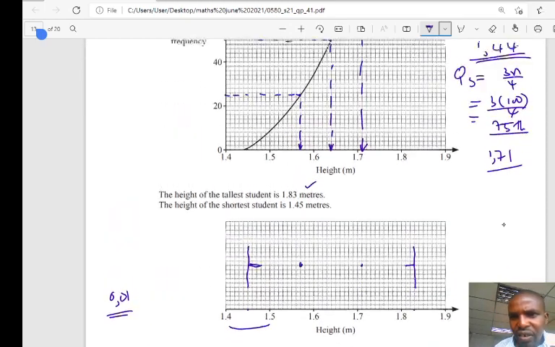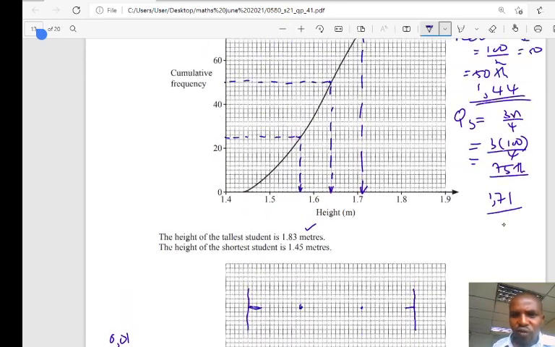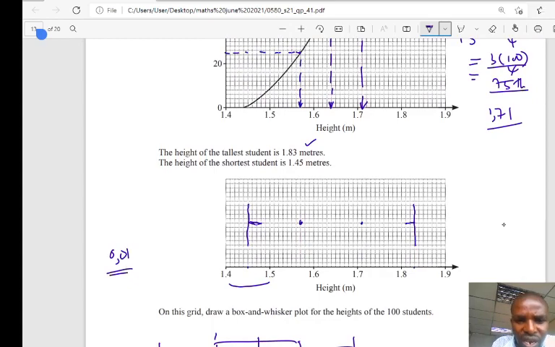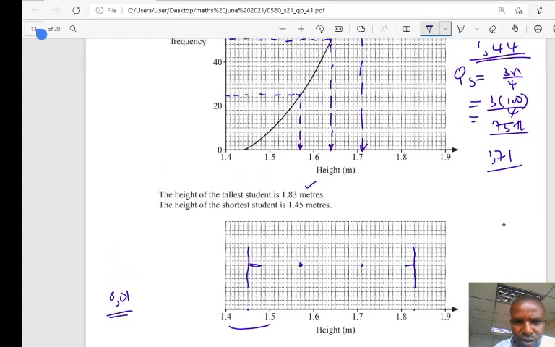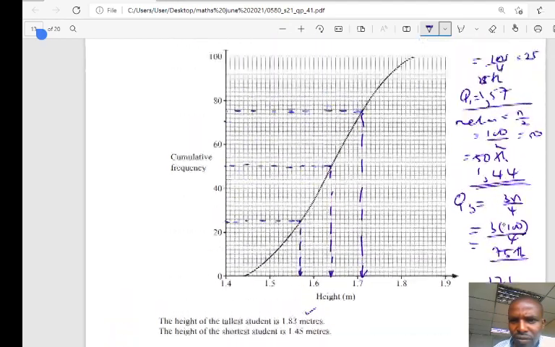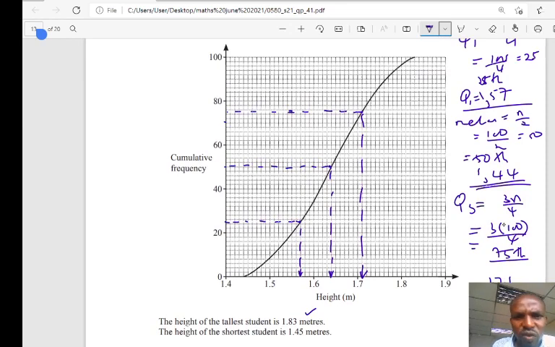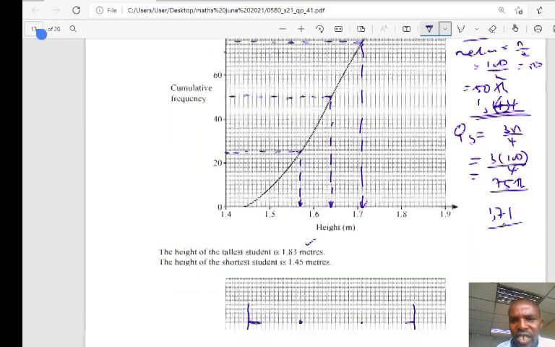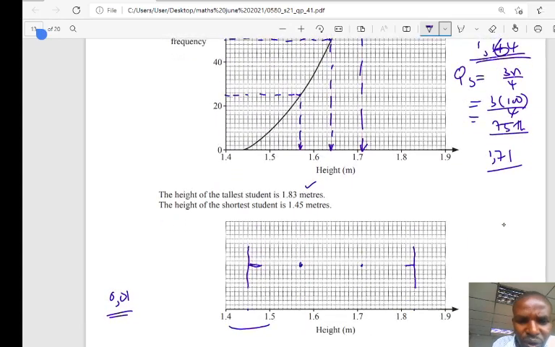Median 1.44. That's the median. It's not 1.44 median, it's 1.64, not 1.44. 1.64.